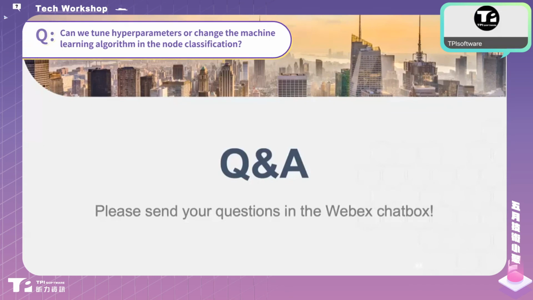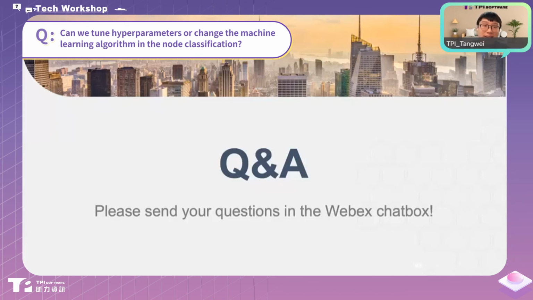Can we tune hyperparameters or change the machine learning algorithm in the node classification? I think that's a great question. So thank you for asking. Please give me a moment to think about this question. Okay, so let me see if I can clarify this question for you.